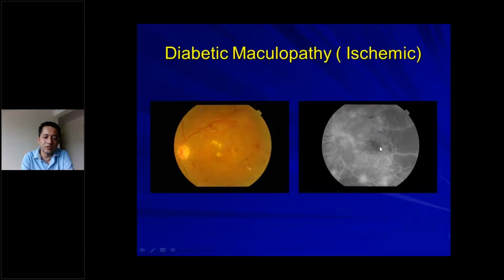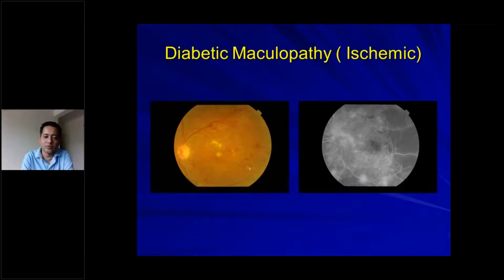You can also see there are actually capillary dropout areas. The foveal avascular zone is enlarged. There are capillary dropout areas, and you can see a large area of capillary dropout where there is no vascular flow, and that is why the dye has not reached there. So macular ischemia actually is a very strong indication for doing FFA in a diabetic patient.